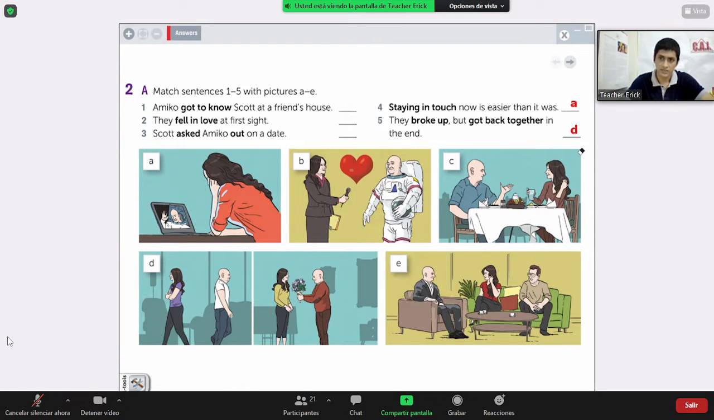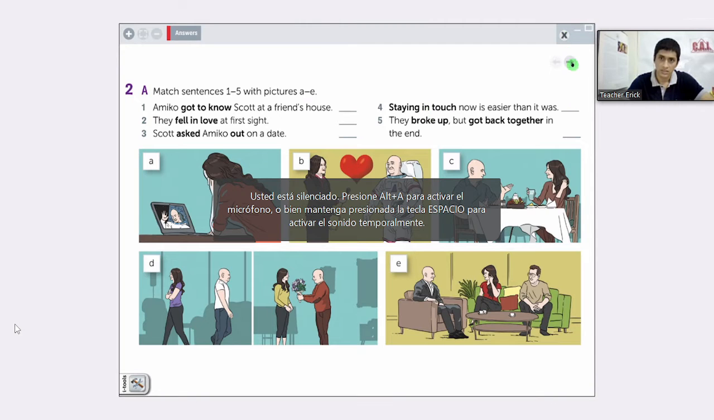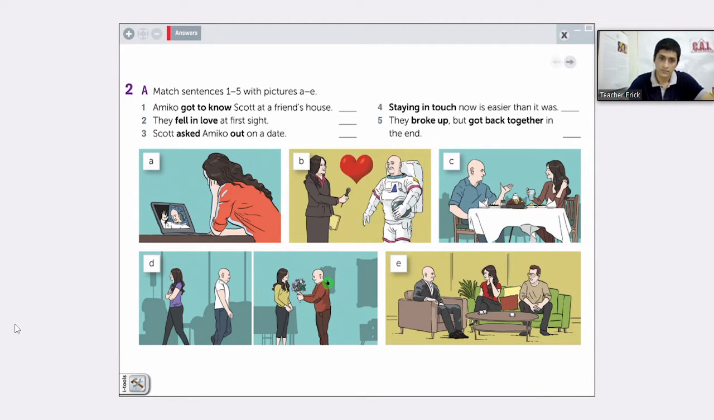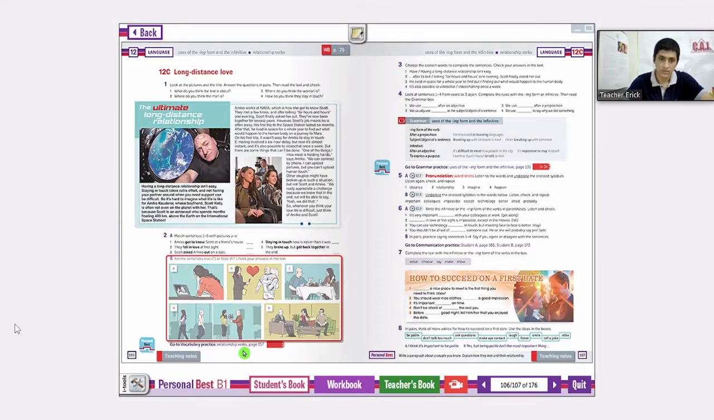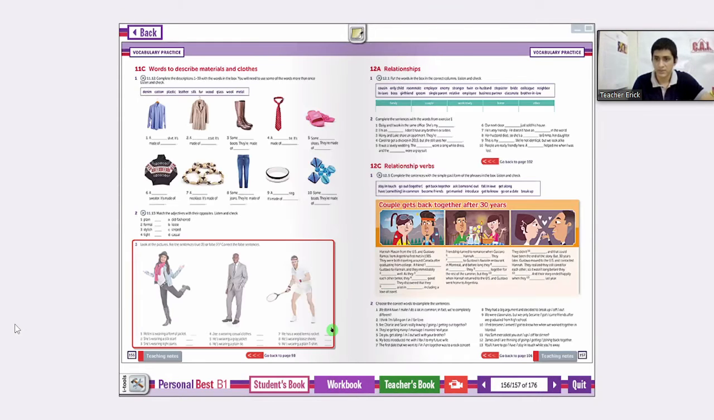No, let's move on. We are going to do the vocabulary part from page 115, but we are only going to do exercise 2 as we did last time, okay? So let's move on to page 157, please.